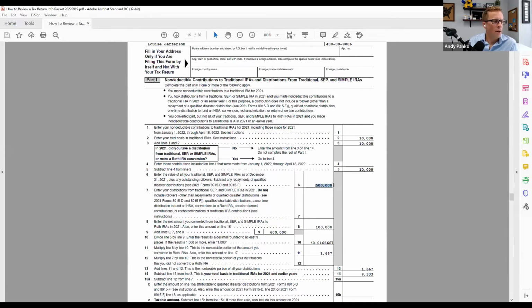Quickly, this is the value of all IRAs as of December 31st of that year. Planning opportunity: regardless of when in the year you do a conversion or distribution, it's the December 31st value of your IRAs that gets factored into this pro rata rule.